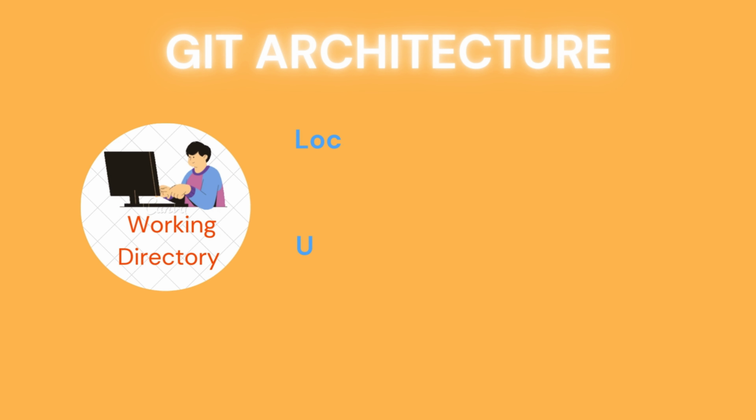First, we will learn about the working directory. This is the place where we write the code, which is located in our local system. Any files present in this place can be called untracked files, meaning the file is not under any kind of supervision. So this kind of file is called an untracked file.